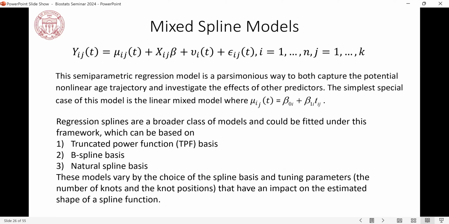do we have so far? Number one, we have a truncated power function, which looks at the break, and we have a B spline basis, and a natural spline basis. Natural spline basis is just a constrained spline. I will show you now. Sometimes the constrained spline doesn't work well. The constraint is very arbitrary to force something to the linear. So this model varies by choice of the spline basis and tuning parameter. Tuning parameter is about the number of the knots and the knots position.